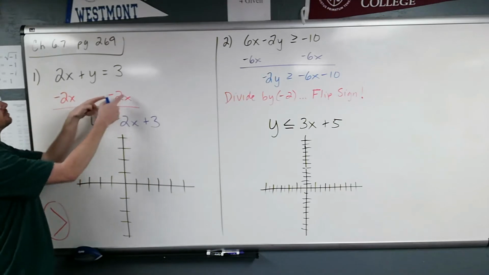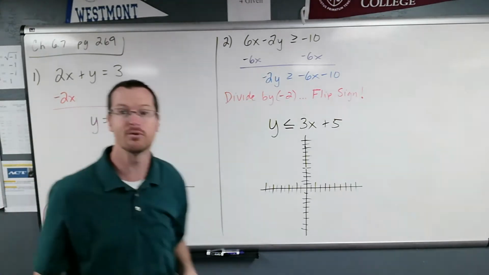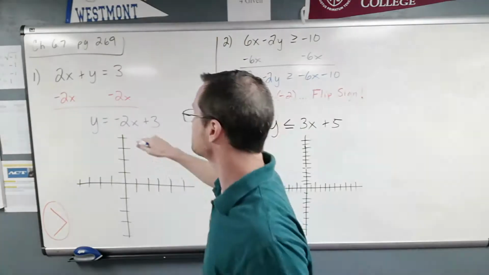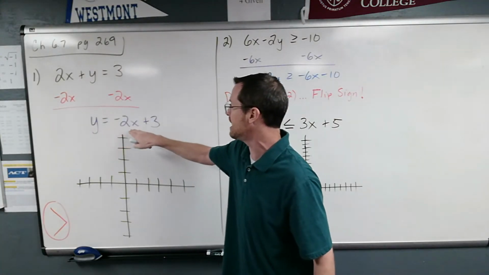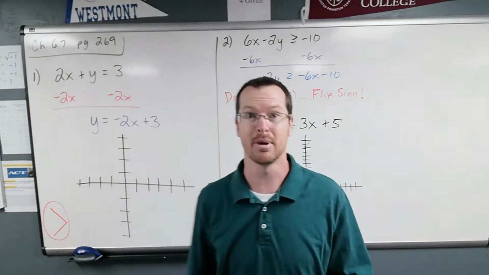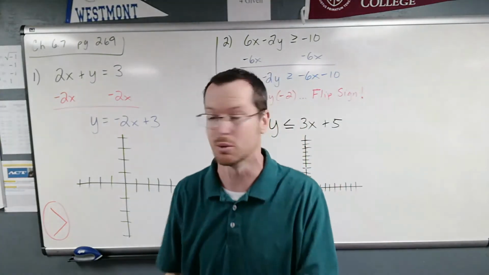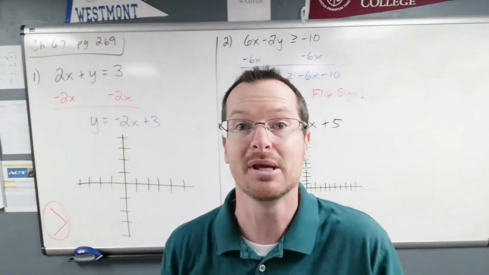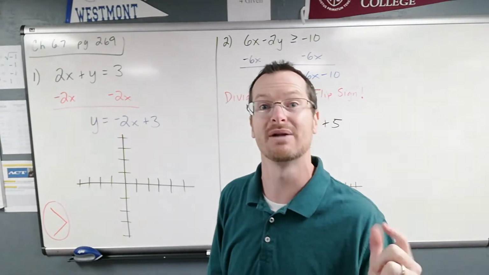If I subtract 2x from both sides so I can put it in slope-intercept form, remember slope-intercept form is y equals mx plus b. My m, my slope, is going to be a negative 2, and my y-intercept is my 3. So y equals mx plus b means I'm going to have a slope of negative 2 and a y-intercept of 3.